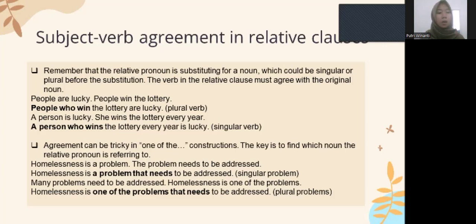For example, homelessness is a problem. The problem needs to be addressed. Nah, maka kedua kalimat itu digabungkan menjadi satu akan menjadi seperti homelessness is a problem that needs to be addressed. A singular problem. And the next example, many problems need to be addressed. Homelessness is one of the problems. Homelessness is one of the problems that need to be addressed. Itu bentuk plural problems-nya.